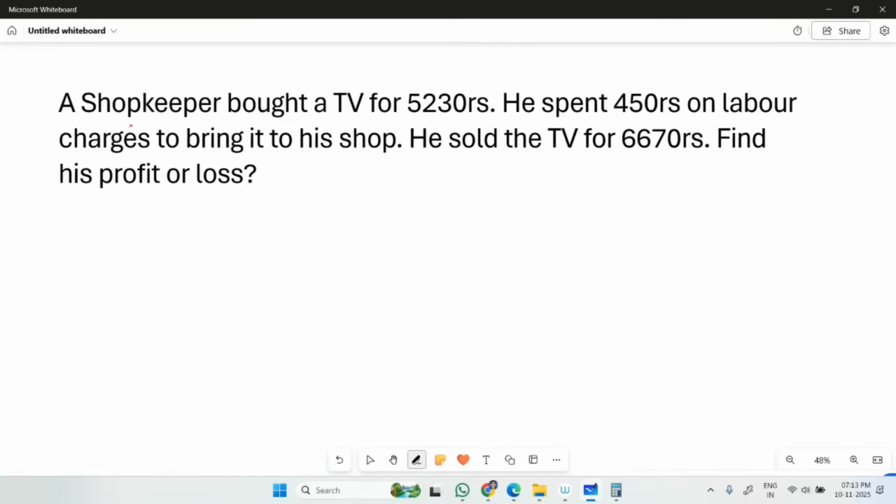The question is, a shopkeeper bought a TV for 5230 rupees and he spent 450 rupees on labor charges to bring it to his shop.